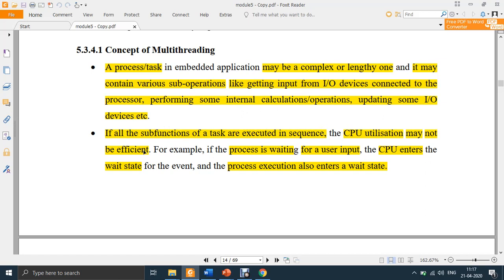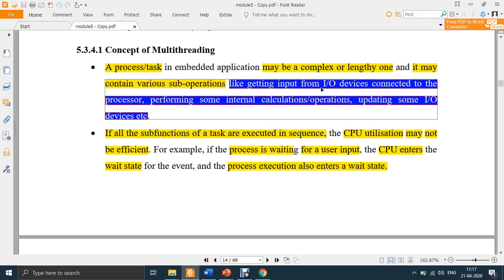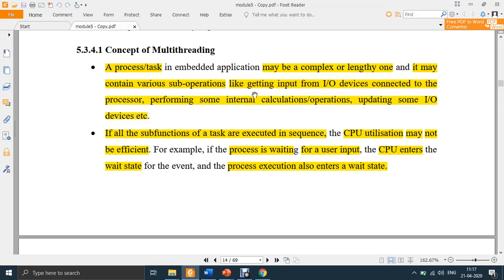CPU utilization may not be efficient. Why may CPU utilization not be efficient? Since you are doing one after the other, let's say first we start getting input from the I/O device, but the I/O device is busy with some other process.